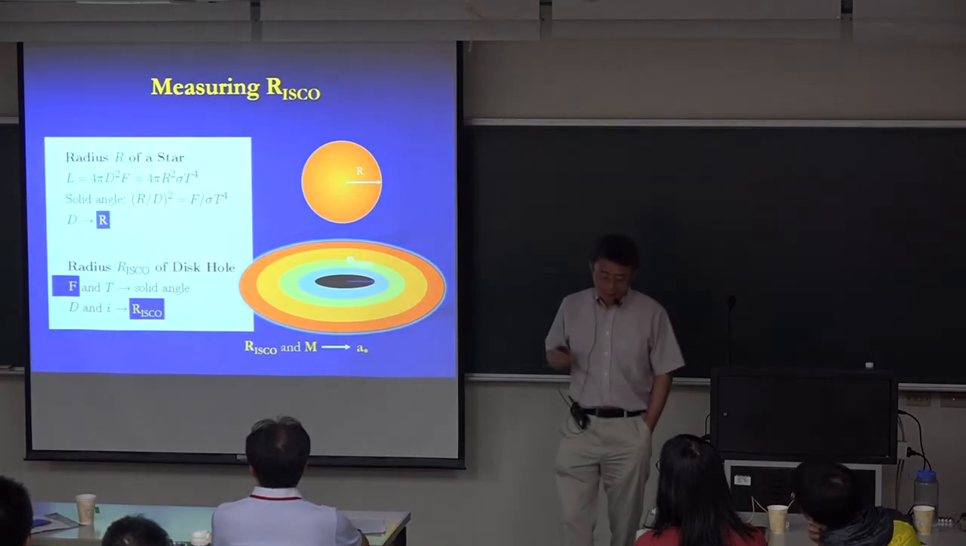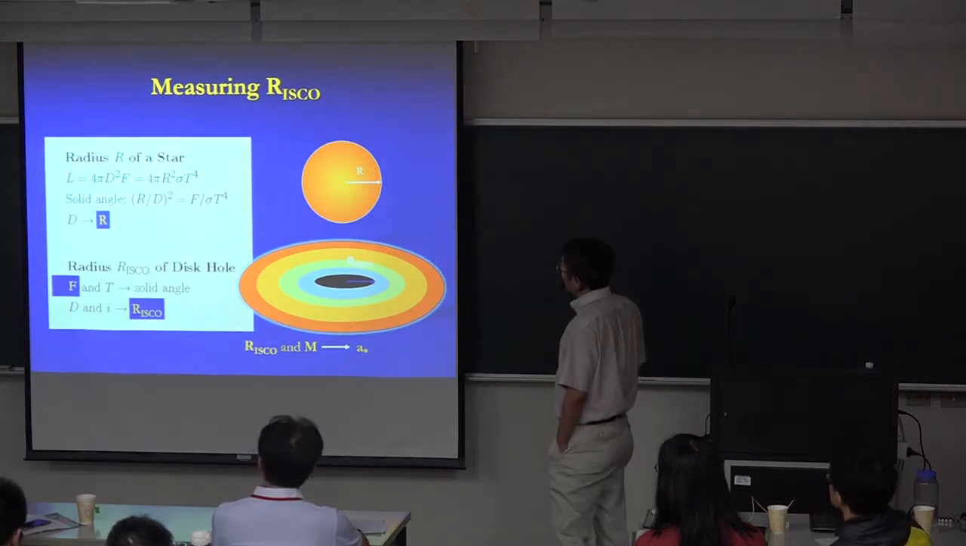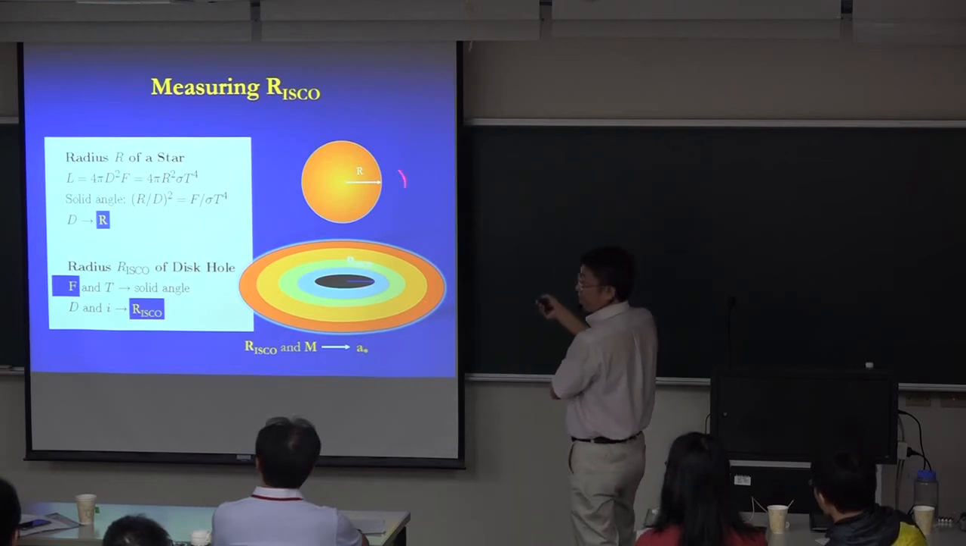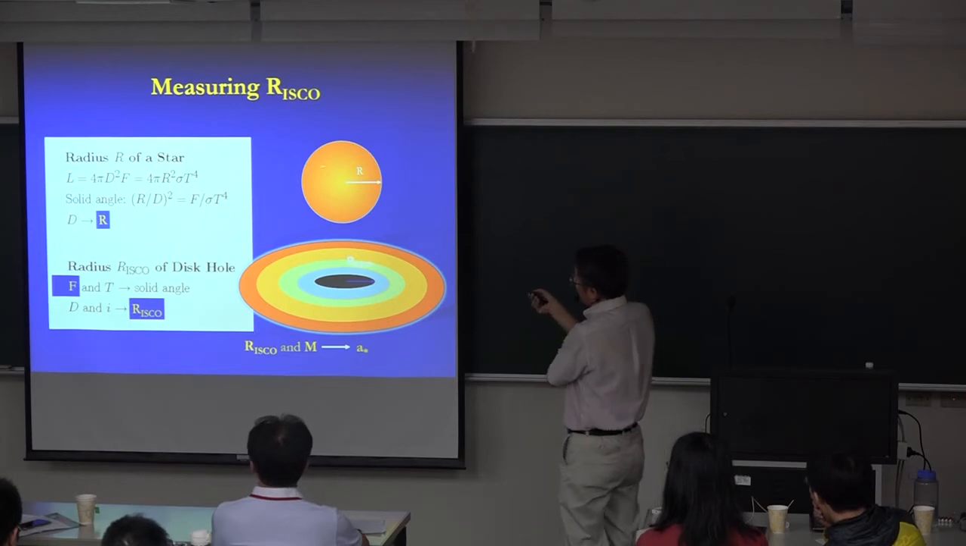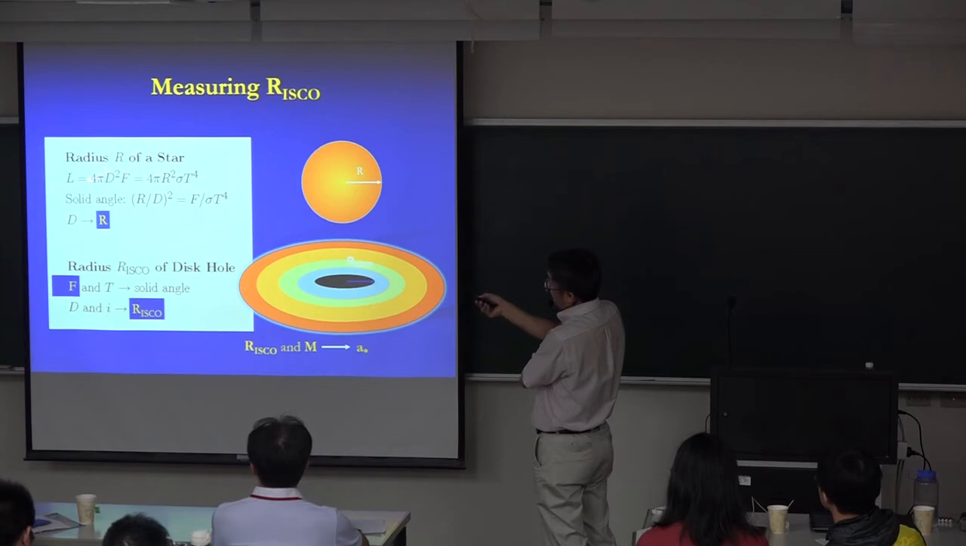So this is a basic principle. How do we measure the ISCO, the value of the ISCO? First, let's consider a star. This is a very typical star. For this star, suppose the radius of the star is r. The luminosity will be described as this one.